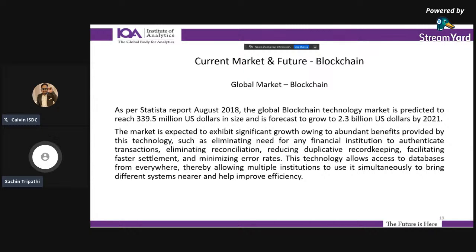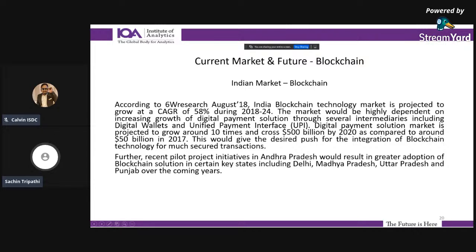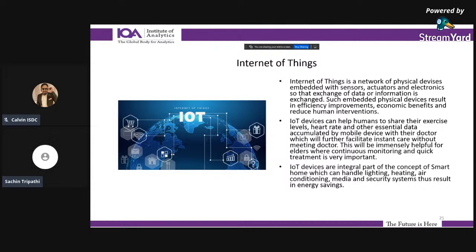Now, this is about the Indian market. If you look at the Indian market, a compound annual growth rate of 58% has been projected during 2018 to 2024. More than 50% projected growth in the volumes in the blockchain market. So this is high time. Moreover, Indian institutions, government initiatives and private initiatives are all adopting blockchain solutions. And not just in one state, it is across India. Whether we talk about Madhya Pradesh, Uttar Pradesh, Punjab, Bangalore, which is always the hub, Karnataka, Tamil Nadu, Maharashtra, the states are after the adoption.